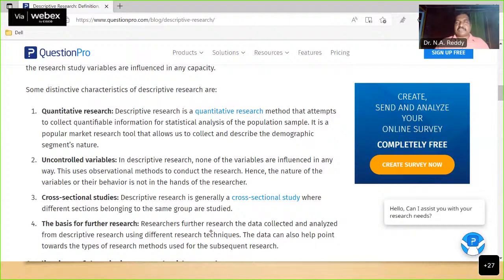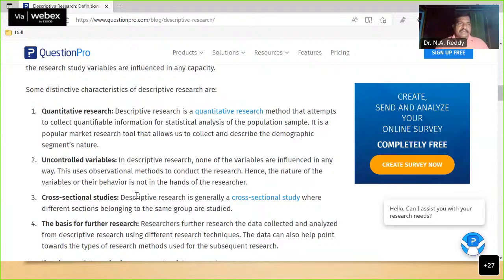Here, in observational research also, we have experimental research and non-experimental or partial. Here, direct observation, indirect observation, participatory observation, and the nature of variables or their behavior is not in the hands of the researcher. Suppose here, I am not in a position to control your behavior. You are not in a position to control my behavior. But when it is a live class, by seeing the face-to-face interaction, the students' facial expressions, I can change whether they are understanding or not.